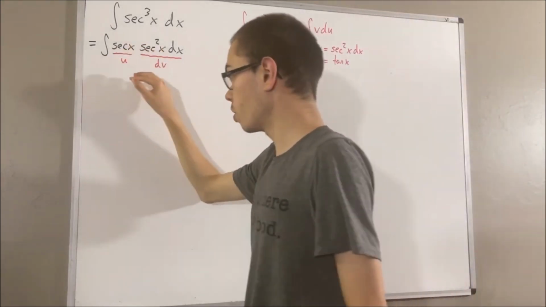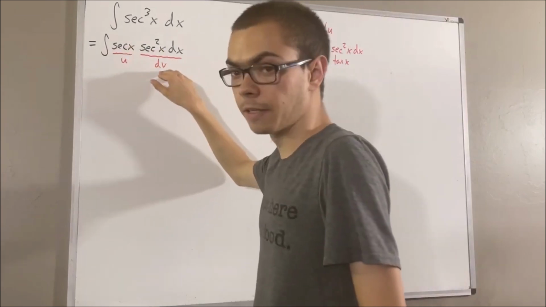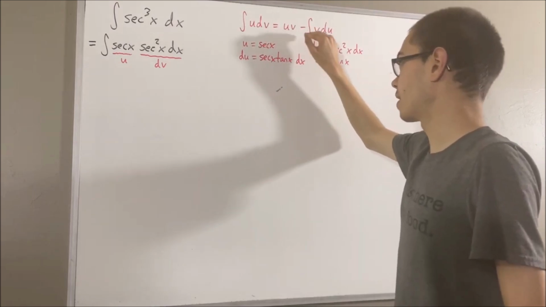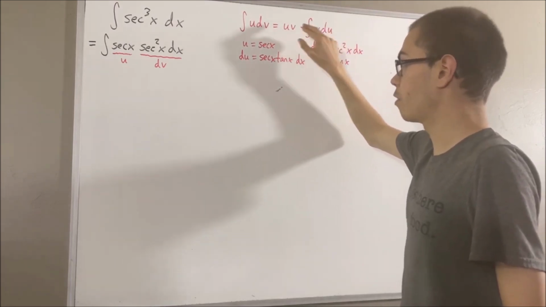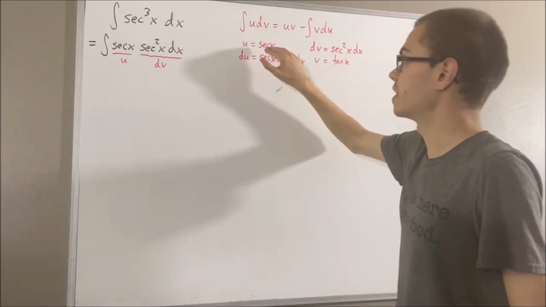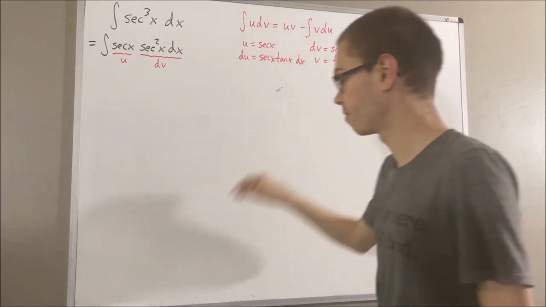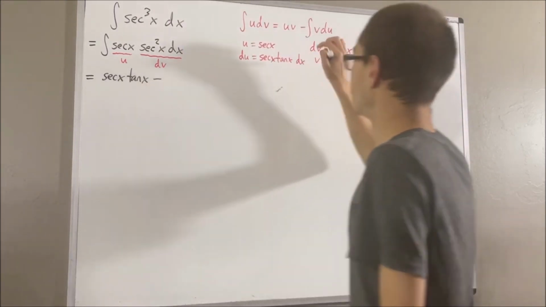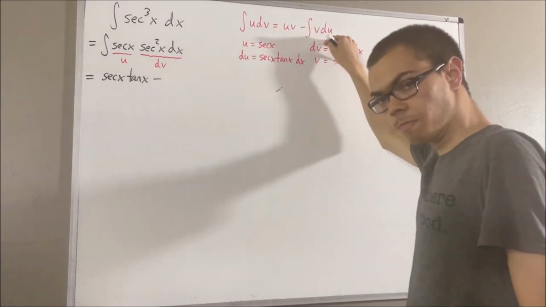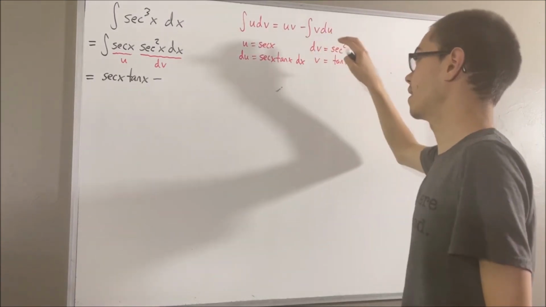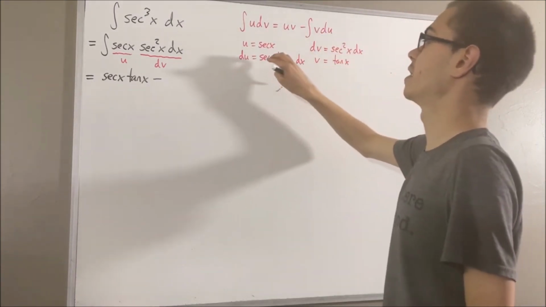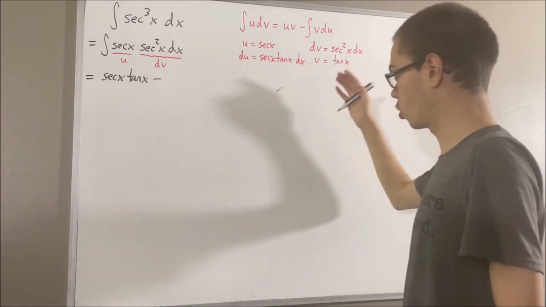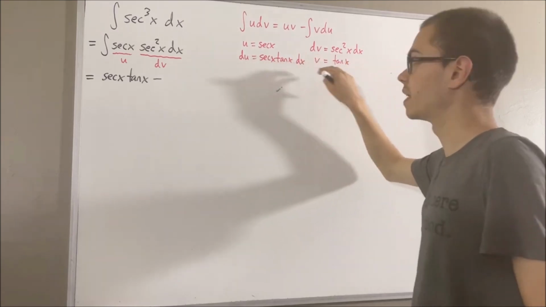Right now, our integral is in the form integral of u dv. And by this formula, it's equal to uv minus the integral of v du. Now, uv in our case is secant x times tangent x. And we're subtracting the integral of v du, which in our case is the integral of tangent x times secant x tangent x dx. Or in other words, that's just the integral of secant x tangent squared x dx.